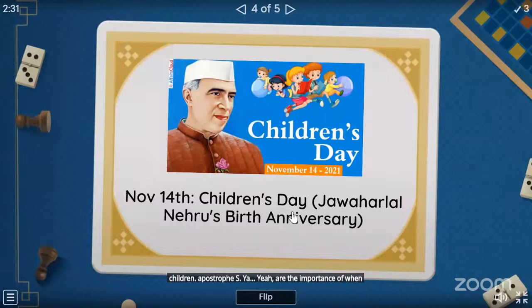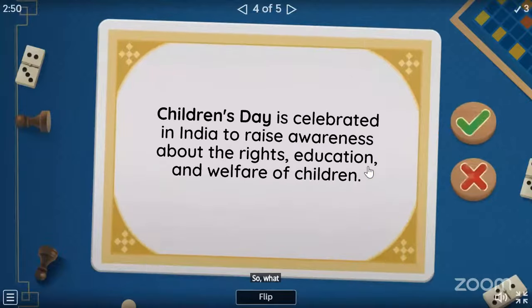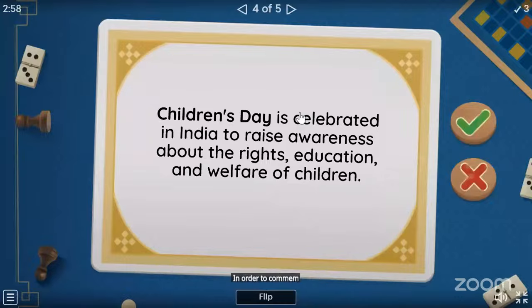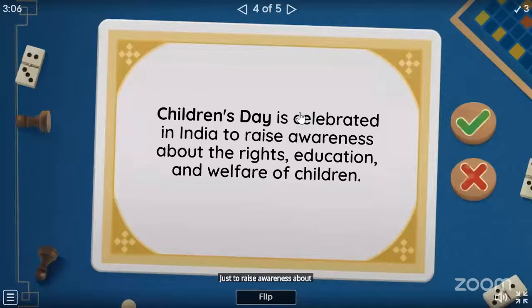When something is possessive, we use apostrophe soon after the word, then place this letter S. Plural form, after S we put this apostrophe. Tomorrow is children's day, so it is something pertaining to children. So N apostrophe S. So what is something important about it? Why is it celebrated as Children's Day? In order to commemorate Nehru's birth anniversary. That is one reason. What is another reason? It is to raise awareness about rights of children, education, and welfare of children.